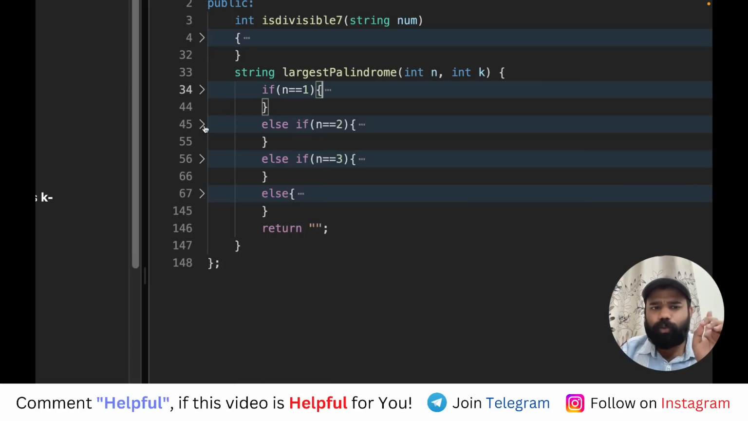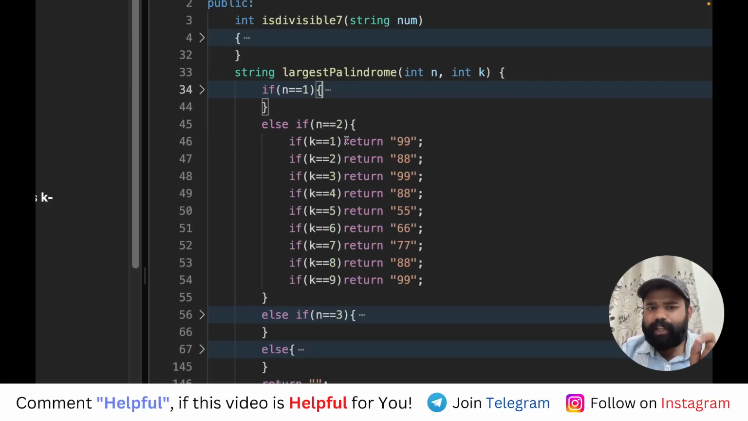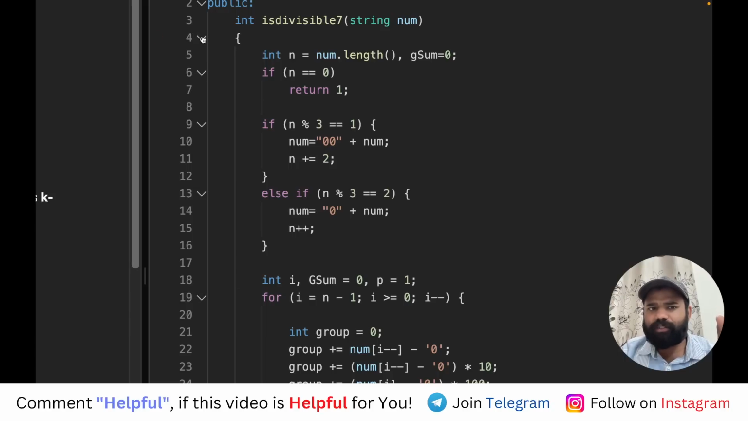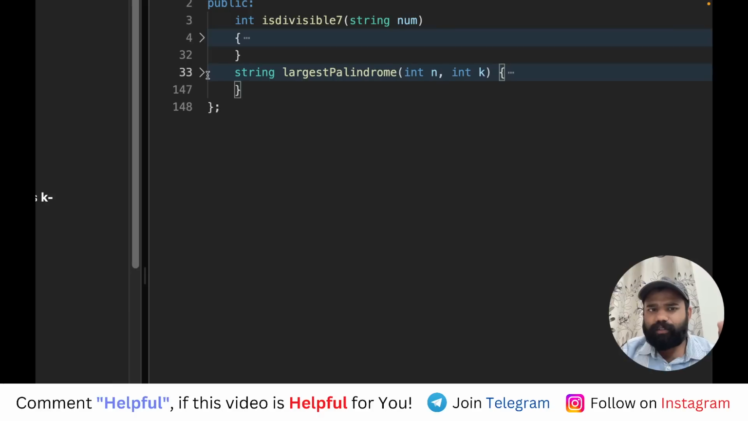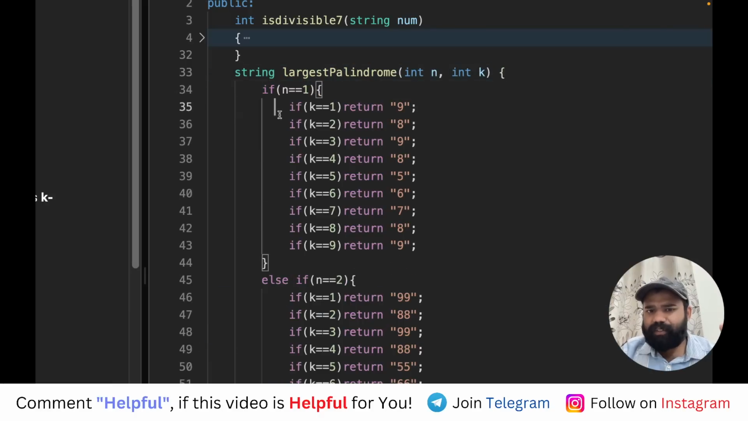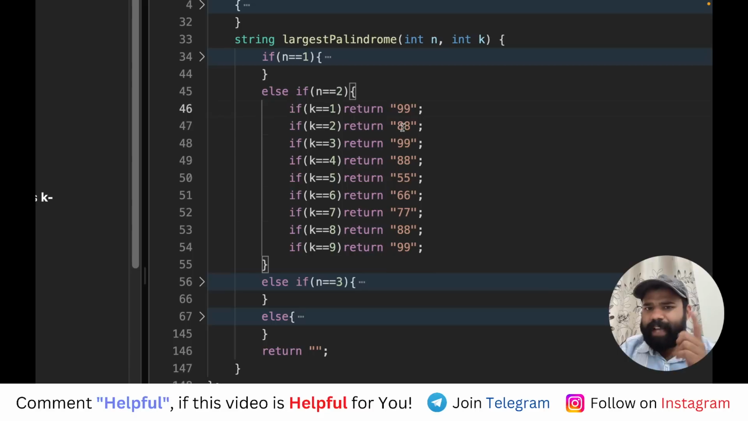When n is equal to 2, then what will be for k=1? It will be 99. For 2 it will be 88. You can see more than 88 there is no number possible. For 3 it is again 99. For 9 also it is 99. I've mostly just repeated these two digits. Because 9 cannot be there, it can also be 98 in the 2 case, but the value should also be a palindrome, so it is 88, right?